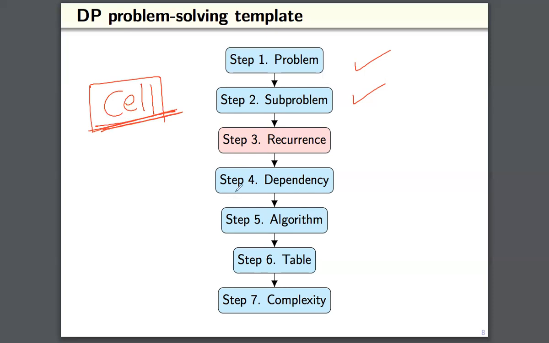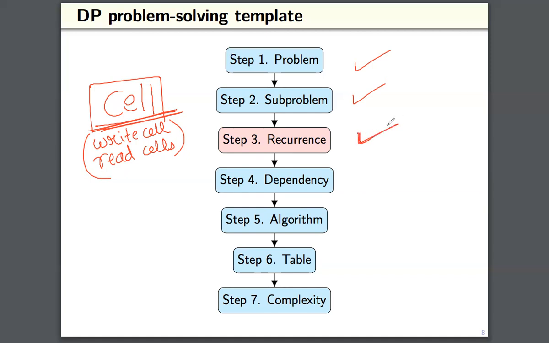Step 3 is the recurrence. Think about the recurrence next. Do not jump to the algorithm. So what is a recurrence? A recurrence tells you how a write cell depends on the read cells. That means how a cell must be written by reading from which other cells. The identification of the read cells will tell you the recursive relationship. This itself is the relationship, so this itself is the recurrence.